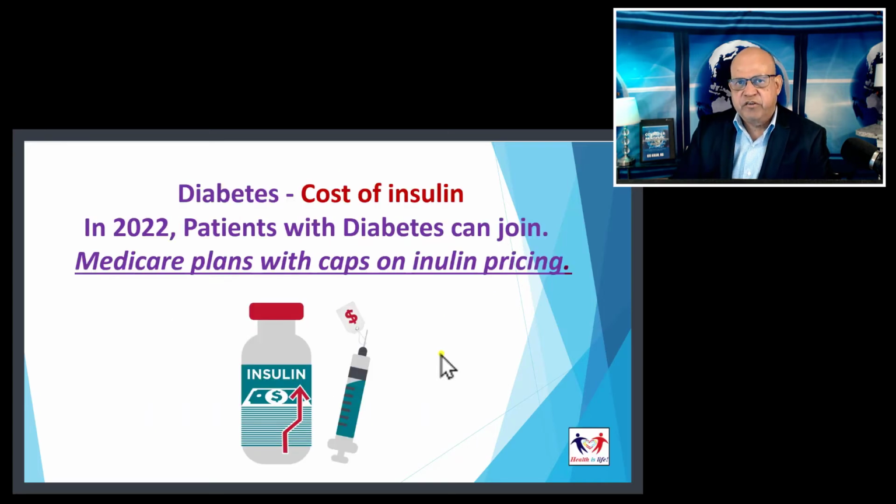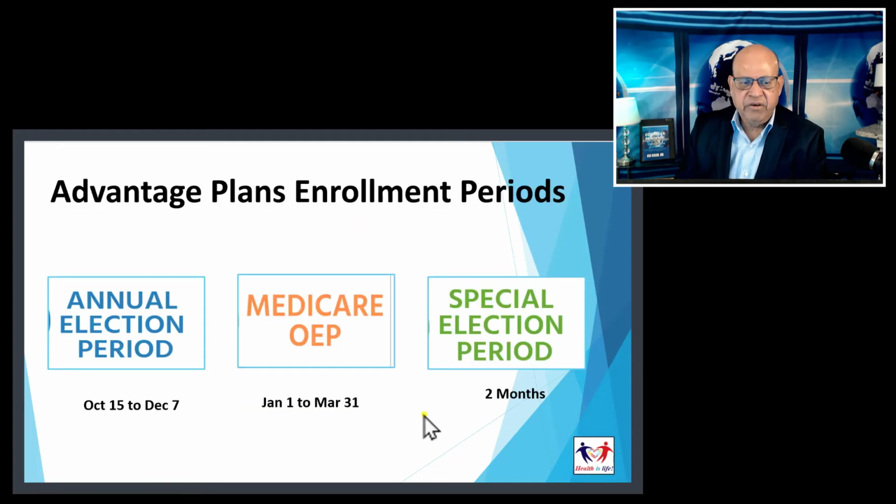The Medicare Advantage plan also provides insulin coverage for patients with diabetes. As you know, in 2021, the cost of insulin was skyrocketing, for which Trump introduced a bill where they regulated the cost of insulin, especially for Medicare patients, and that advantage is available even to those patients who are on a Medicare Advantage plan.